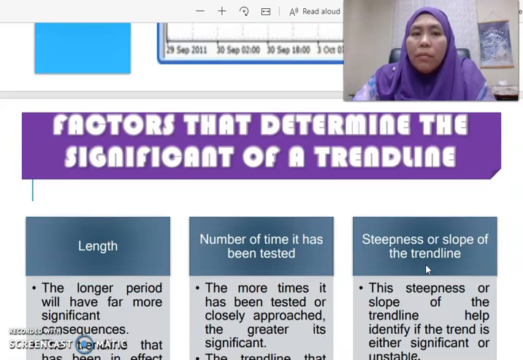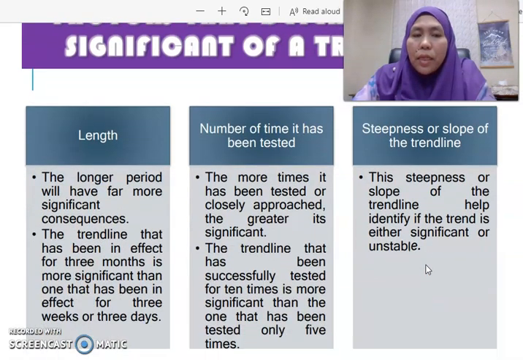Okay, factors that determine the significance of a trend line. First, the length. The longer the period, the more significant the trend line will be. A trend line that develops over more than 3 months is much more significant compared to a trend line of less than 3 months. Then, the number of times it has been tested, meaning how many times the price tries to break the trend line. And number 3 is the steepness or slope of the trend line, so the slope will help us determine whether the trend is significant or not.